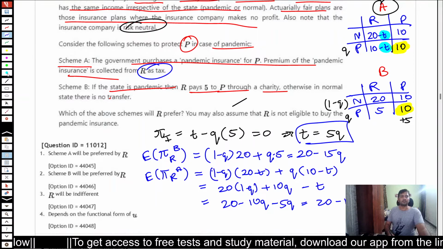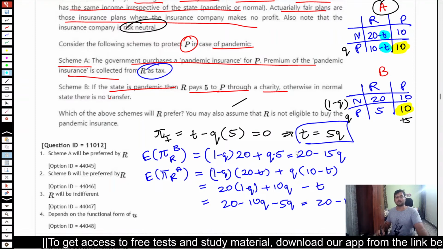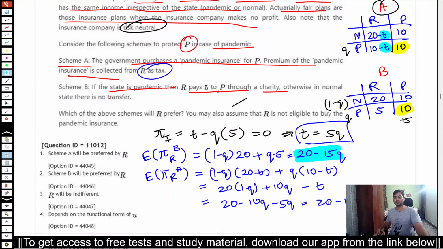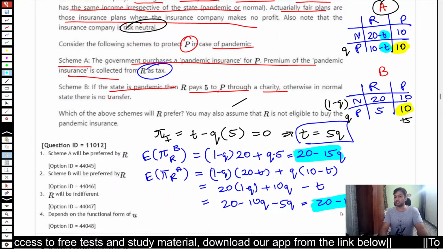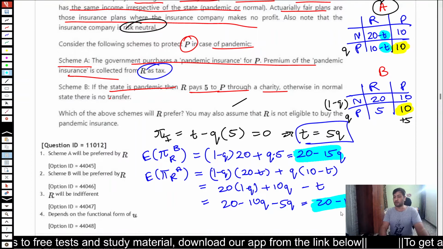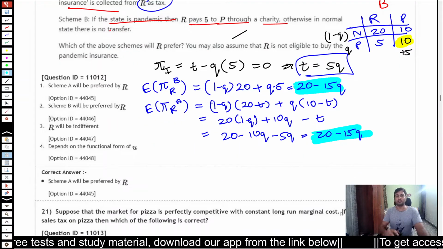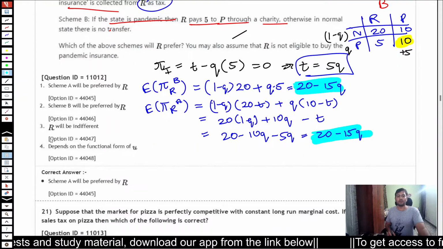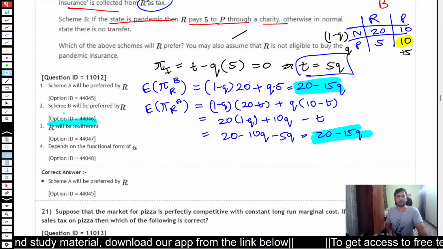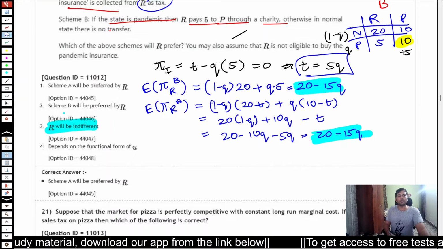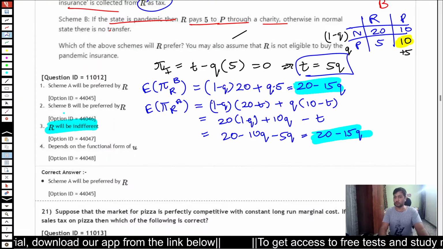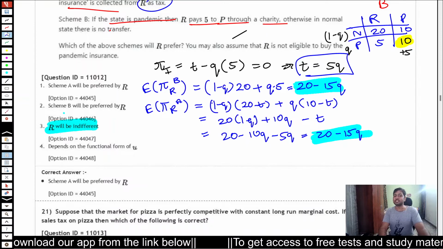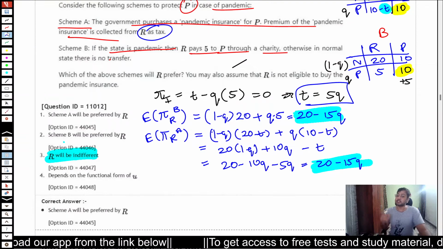So now if you compare, both these values are the same, 20 minus 15Q and 20 minus 15Q. So the expected profit of the rich is the same irrespective of the condition that he is living in. So here many people could mark the option that R will be indifferent. Now if you look in terms of expected payoff or expected profit, it is the same for the rich person. But what is changing is not expected profit but expected utility.